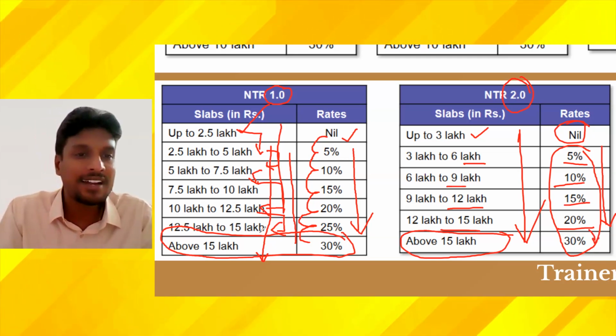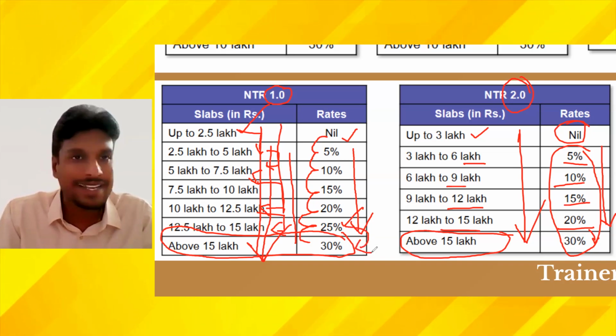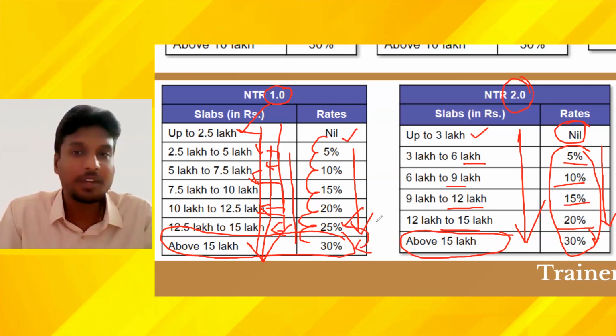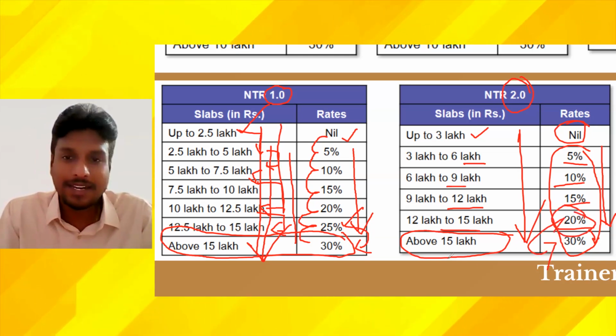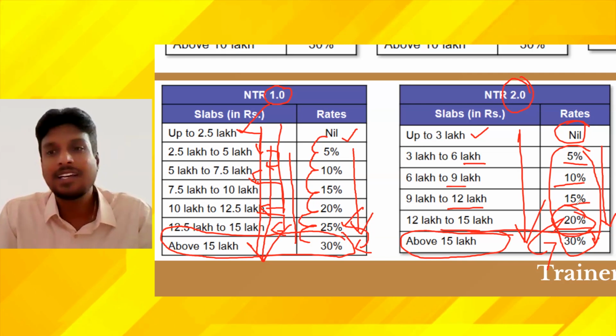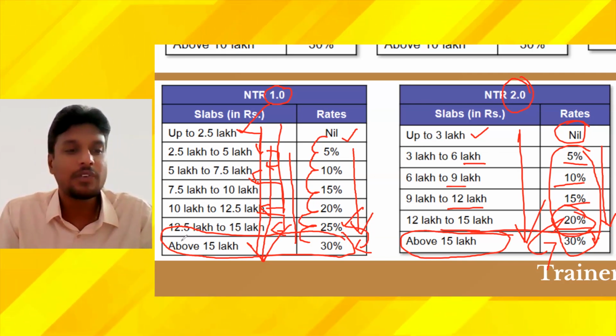Earlier, it got divided till 15 lakh, then 25%. So above 15 lakh also got increased by another 5% from 25%. Here, it got increased from 20 to 30% directly. Up to 15 lakh, it is taxed at 20%.